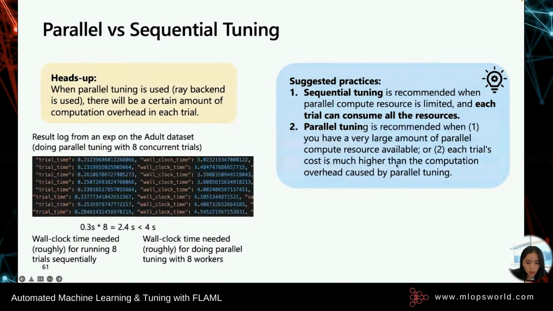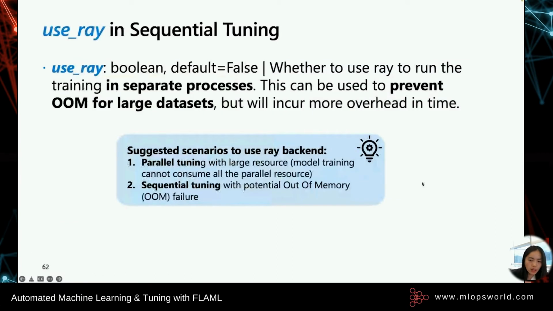And second, parallel tuning is suggested in the following two cases. First, you have a very large amount of parallel computing resource, and each trial's cost is much higher than the computation overhead caused by parallel tuning. In addition to parallel tuning, in some cases, you may want to enable Ray backend, even if you are doing sequential tuning, because it can help prevent out-of-memory failure in case of large data sets. So combining what we discussed in the previous slides, we suggest you enable Ray backend in these two scenarios.